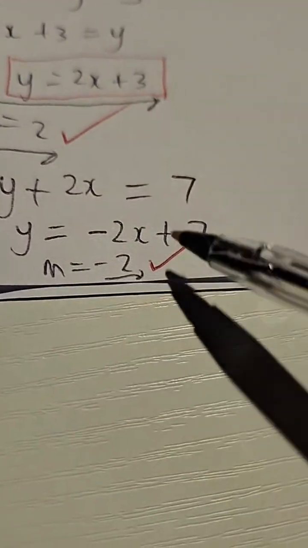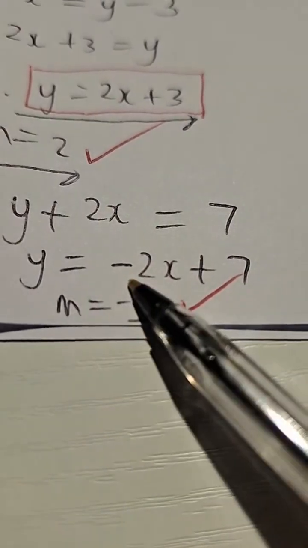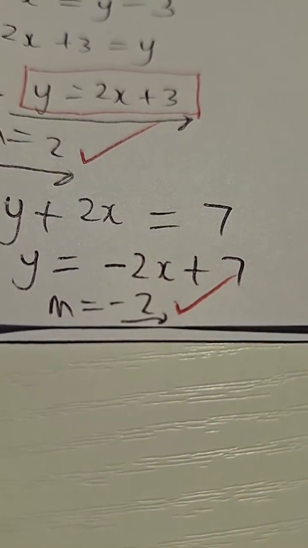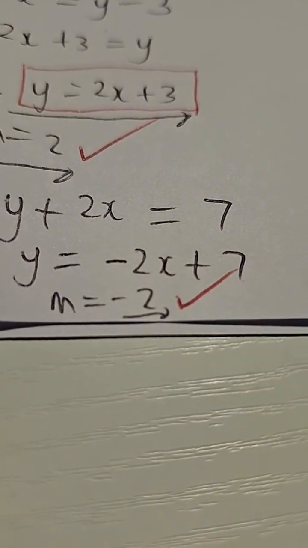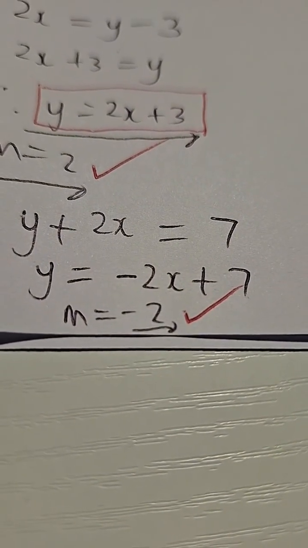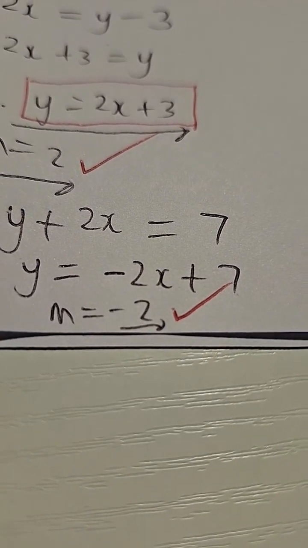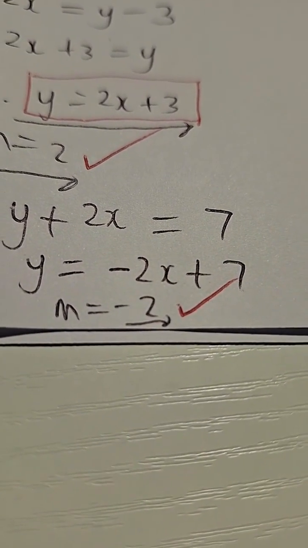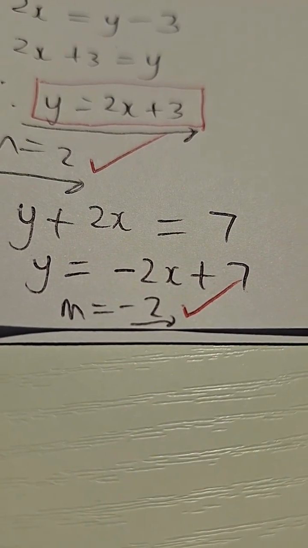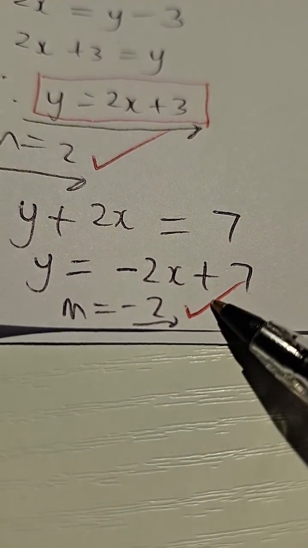Let's move on. This one, what are the coordinates of the y-intercept here? Y is equal to negative 2x plus 7. Coordinates of the y-intercept. Oh, here we go. Thank you, Tumelo. Coordinates of the y-intercept, beautiful.